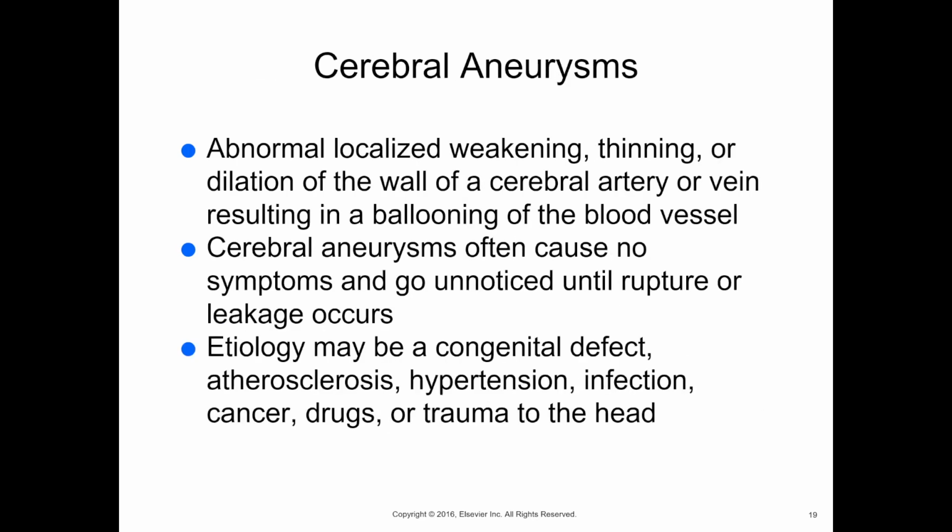Cerebral aneurysm. So remember, an aneurysm is just localized weakening and dilation of a wall. So in this case, it's going to be one of these cerebral arteries or veins, but it can also happen in a cerebellar artery, a pontine artery. Any artery of the body can have an aneurysm, right? The two main ones we really want to worry about, though, are if they're related to our cerebral arteries or if they're related to our aorta.